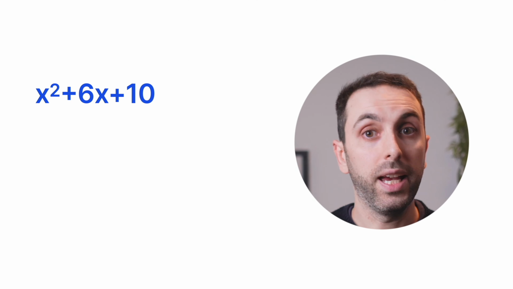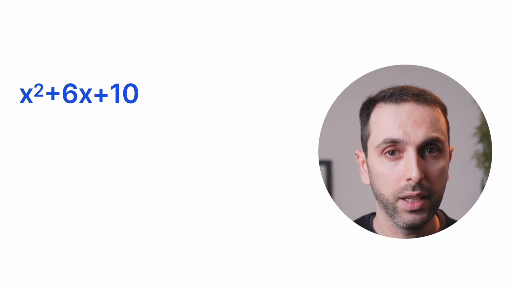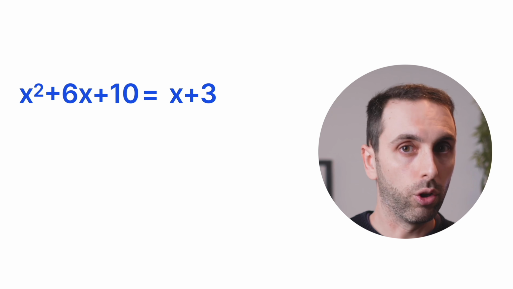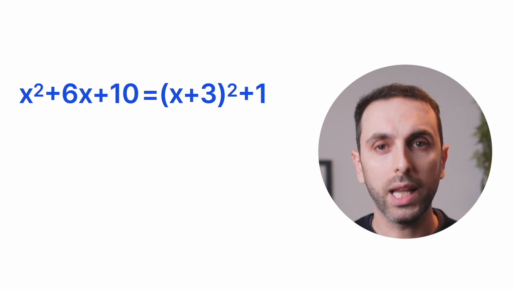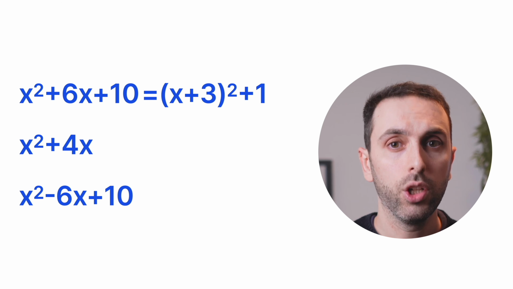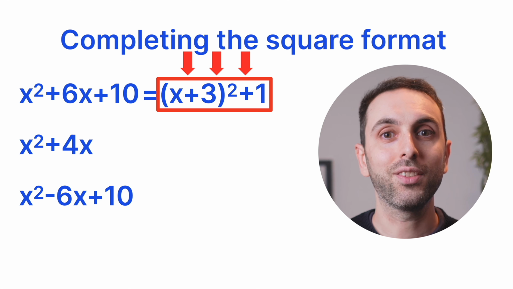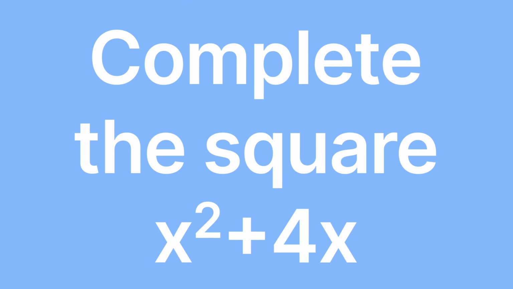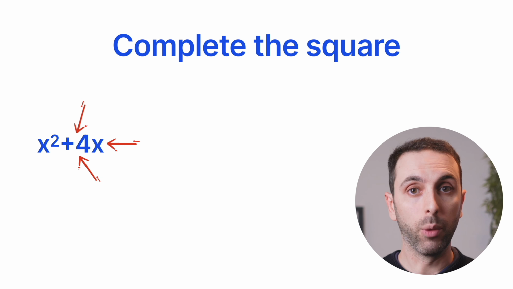Although we've mentioned that x squared plus 6x plus 10 can be rewritten as x plus 3 all squared plus 1, we'd like to know a step-by-step procedure to questions such as these ones, so we can rewrite them in the completing the square format. So let's start our first question. Let's complete the square for the following expression.